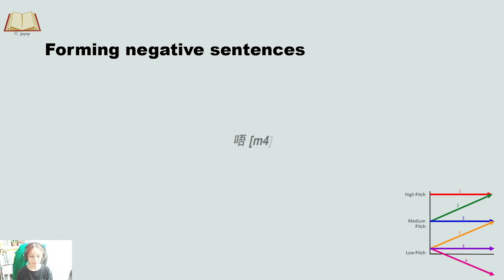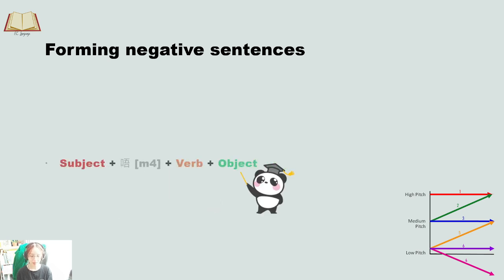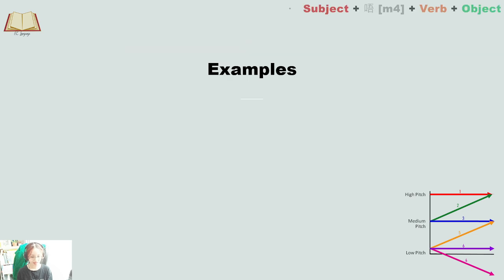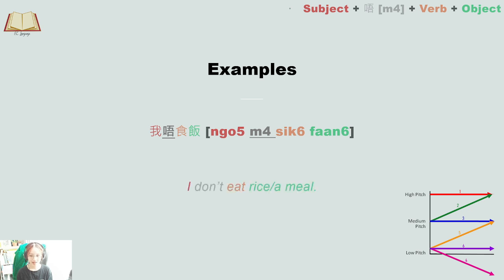You add 唔, which is like an equivalent to saying not in English, before your verb. So like this: subject, 唔, verb, object. This turns any sentence into a negative. Now this also works before an adjective. Here is an example sentence. 我唔食飯. I don't eat rice or a meal.